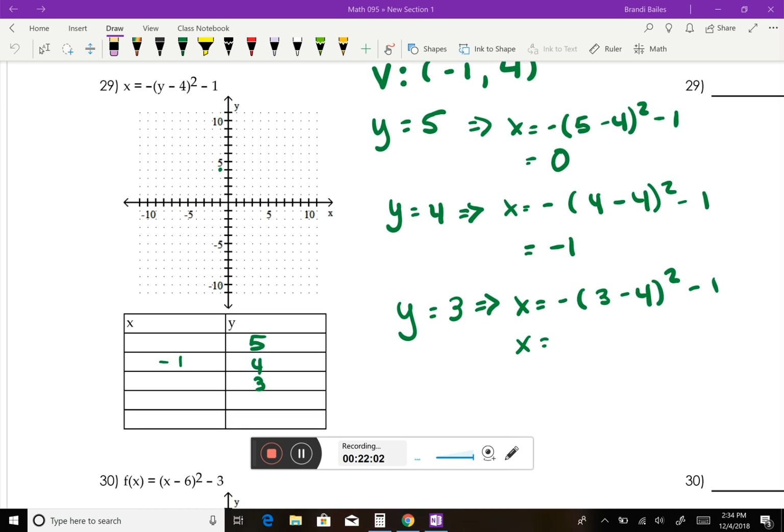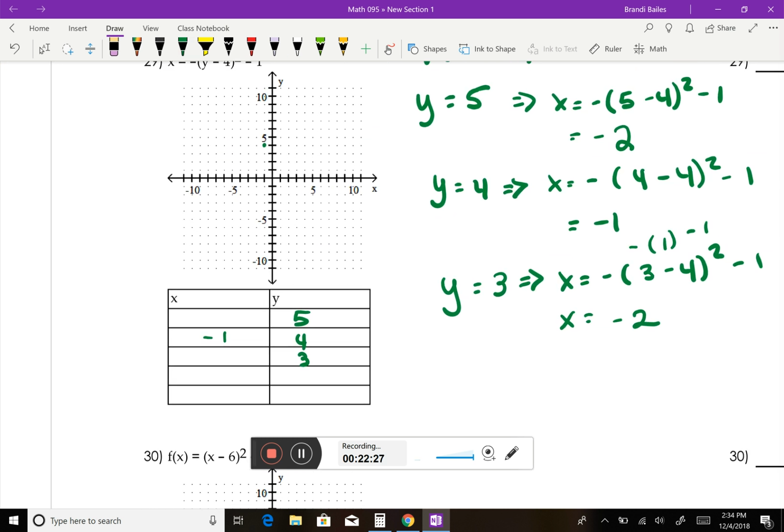Okay, before we graph these, I'm sure you at home are yelling at me that this 0 is wrong. I get 5 minus 4, which is 1 squared, times -1 plus -1 gives me a -2. And the same thing here, 1 with a negative in front minus 1 still gives me a -2. So now that we've fixed those two, whoopsies, I've got a -2 and a -2.